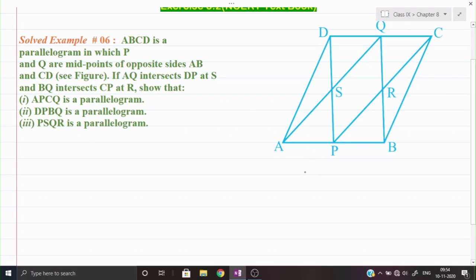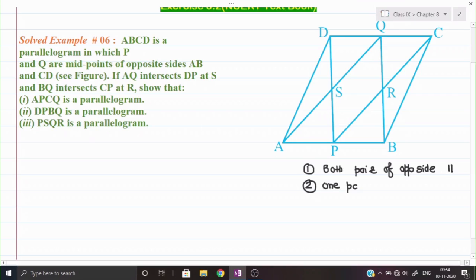Please remember, the first way, if you want to prove a parallelogram, is that both pairs of opposite sides should be parallel, then it will be a parallelogram. Second, any one pair of opposite sides, you take any one pair, and it should be parallel as well as equal.